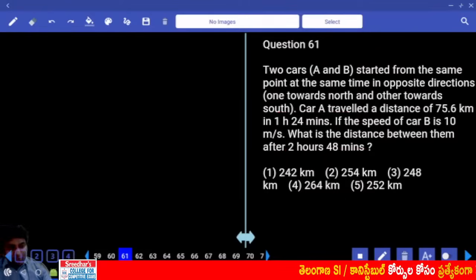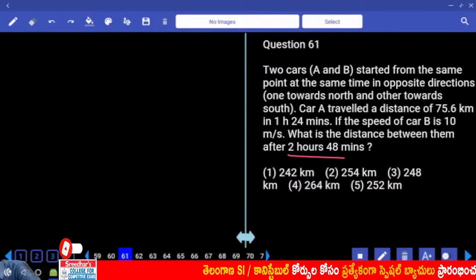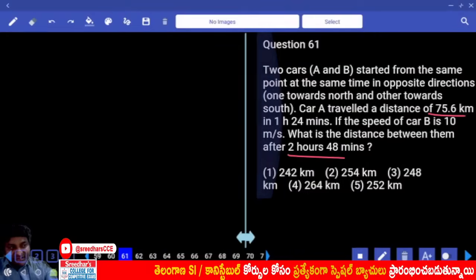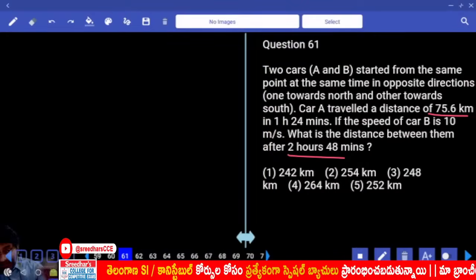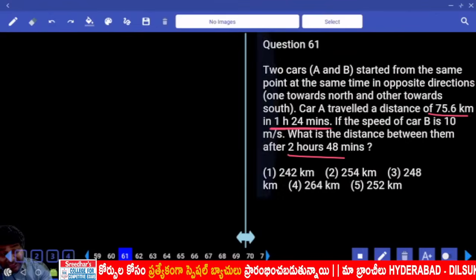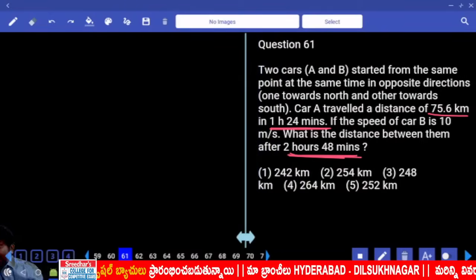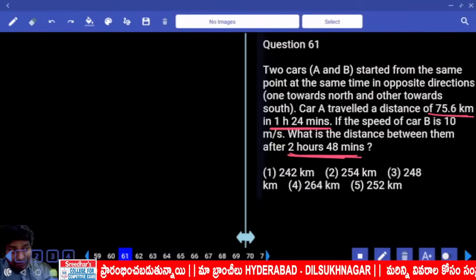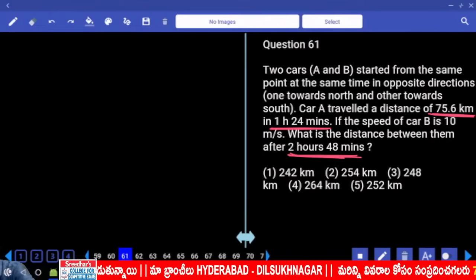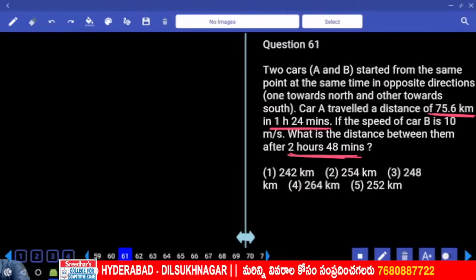Right. What is the total time given? 2 hours 48 minutes. The first one covers 75.6 kilometers in how much time? If you exactly double it, you will get 2 hours 48 minutes only. In double the time, it will cover double the distance. 75 double, 150. 0.6 double.